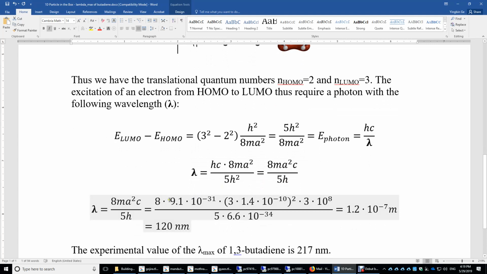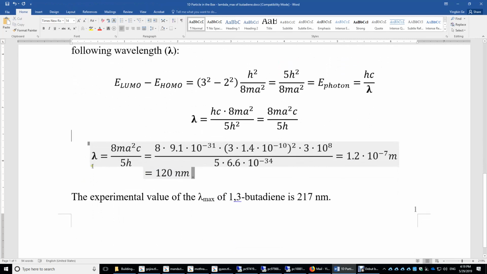And then we plug in the mass of electron here. We plug in the length of the carbon chain, assuming there are 3 carbon-carbon bonds, each with a bond distance of 1.4 angstroms. And over here, that's the speed of light, and this is the Planck constant. The result is lambda equals 120 nanometers. The experimental value is 270 nanometers.